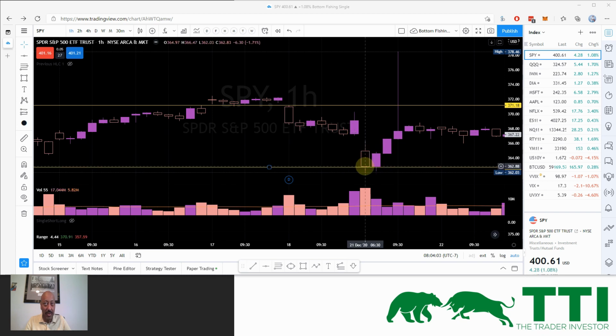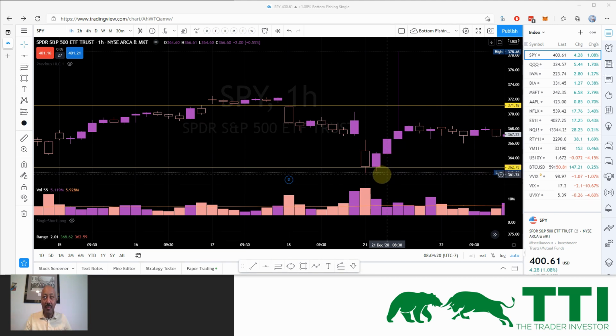We came down to support, got rejected, and I'm confident on this next bar, even though I don't see any candlestick pattern that says, hey, I'm reversing. I got rejected at support, so I'm entering here. I'm entering at the 364.50 area.